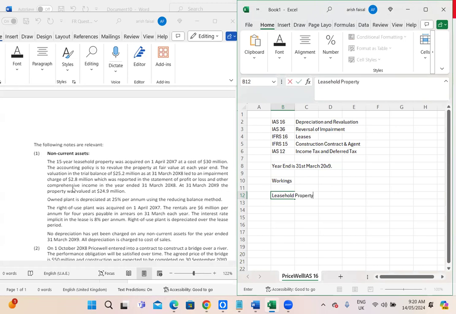Okay. The 15-year leasehold property was acquired on 1st of April 2007. Now you do understand that this is two years before your reporting date, because your reporting date over here is 31st of March 2009, at a cost of 30 million. So we just put millions. The cost of this leasehold property was 30, and that's on 1st of April 2007.